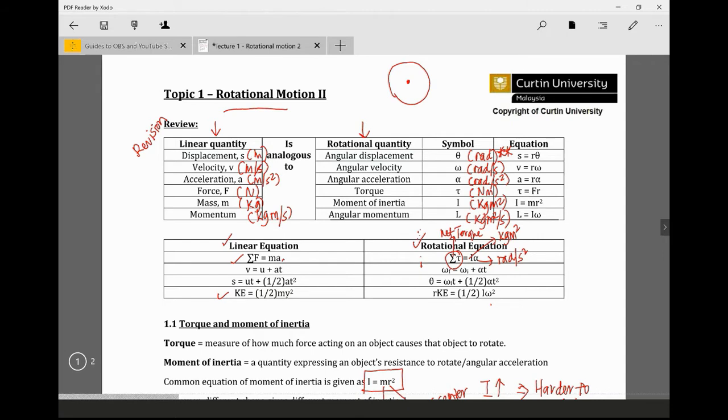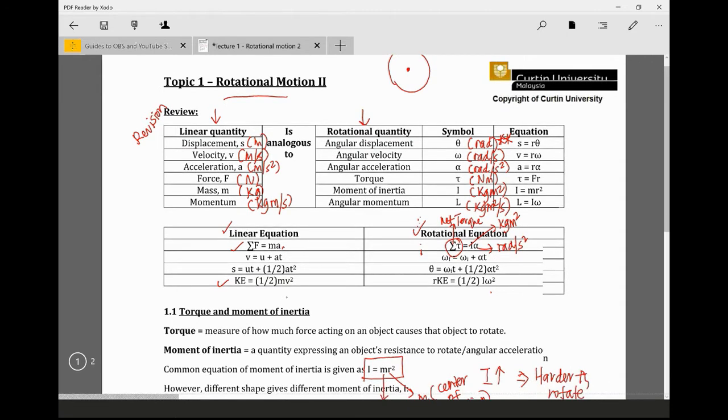Okay, so this one you have already looked at in your first semester, the most common kinematic equation. In kinematic equations, you use these two, right? If you have to apply it in rotational motion, you just have to translate the linear quantity into the rotational quantity only.